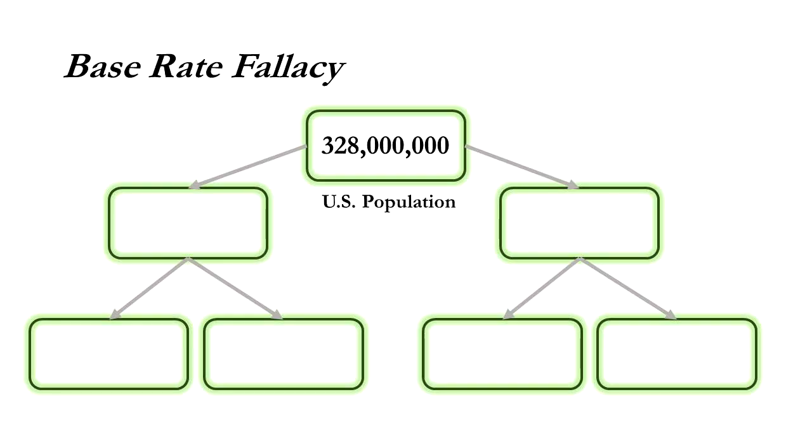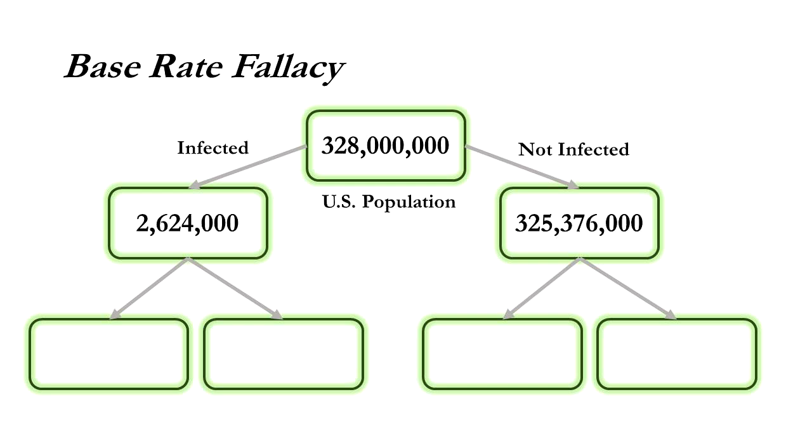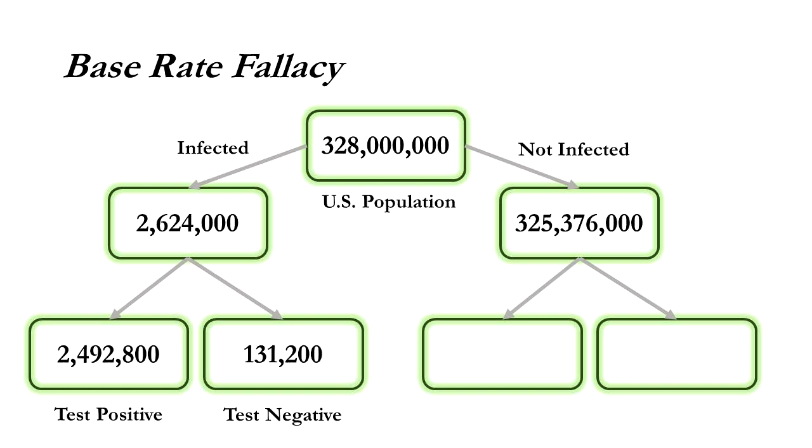So this is the U.S. population, 328 million. Infection prevalence, we were saying, is 1 in 125. Now, this is to say that there are about 2,624,000 infected people and 325,376,000 not infected. Now, if the test is 95% accurate, that is to say that 2,492,800 would test positive out of the infected group, and 131,200 would test negative.